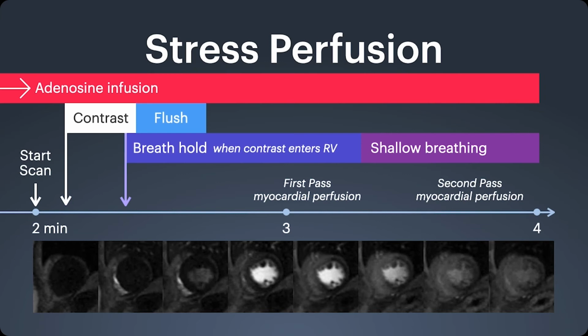We then give contrast, followed by a saline bolus or flush. The patient will then begin breath holding at the appearance of contrast within the right ventricle. Breath holds are important because they help minimize respiratory motion artifacts during the study. Once contrast begins to wash out of the left ventricular myocardium, we stop the adenosine, and the remaining imaging is performed for another 5 to 10 seconds. It just repeats during that perfusion phase. The entire stress sequence lasts about 40 to 50 seconds, so it's not very long at all.